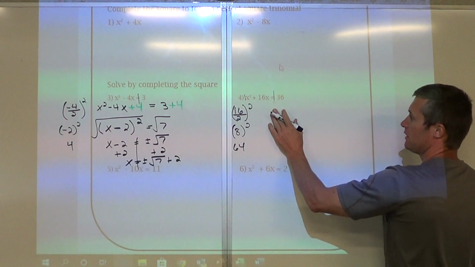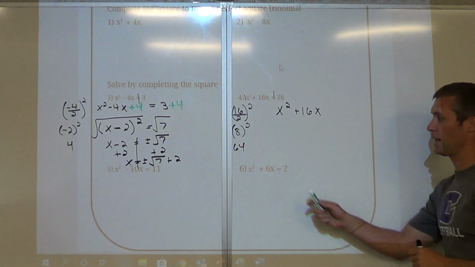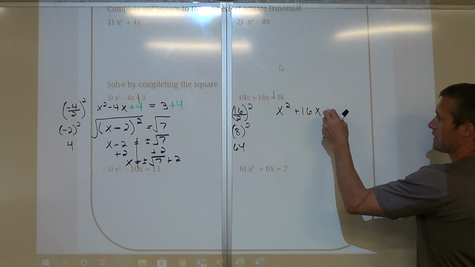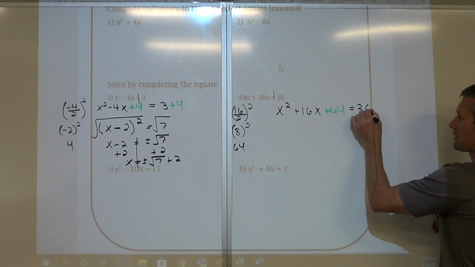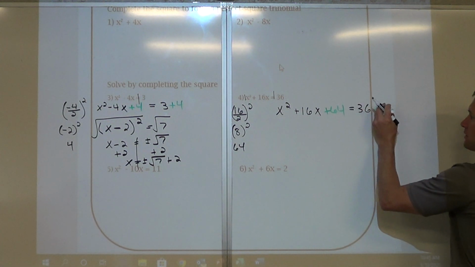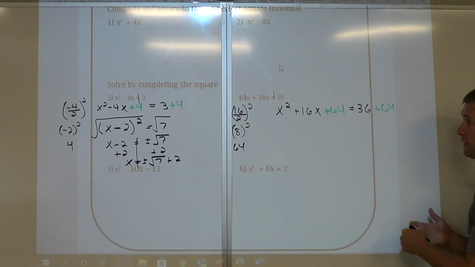So we're going to go ahead, x squared plus 16x. Now we're going to add that 64 to both sides. Plus 64 equals 36 plus 64. And now we factor it.